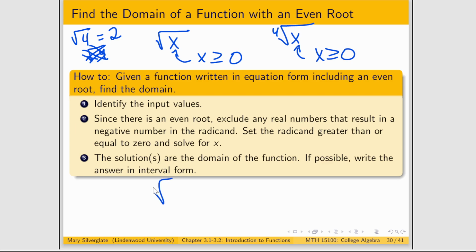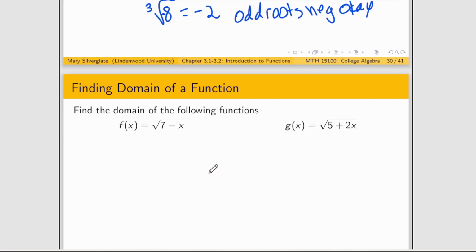Now, if I asked you for something like the cube root of negative 8, if I stuck a negative under an odd root, well, the cube root of negative 8 is negative 2, because negative 2 times negative 2 gets me 4, times another negative 2 is negative 8. So with odd roots, negatives are okay. It's just even roots that you have to worry about. So let's take a look at some of those.